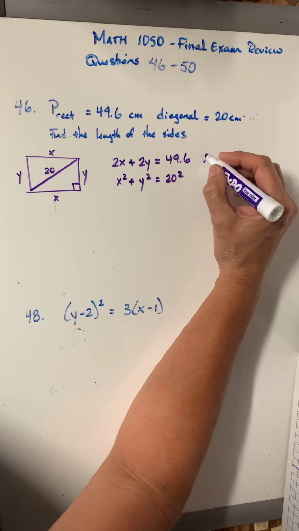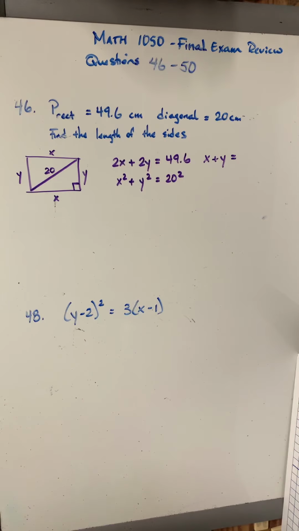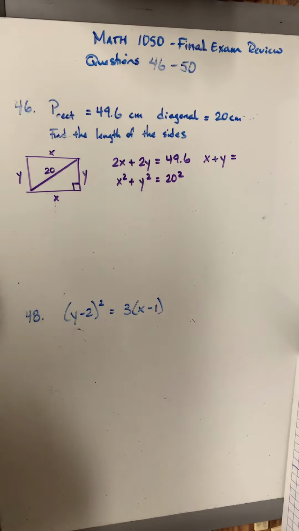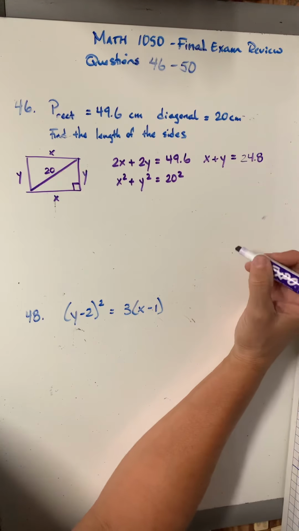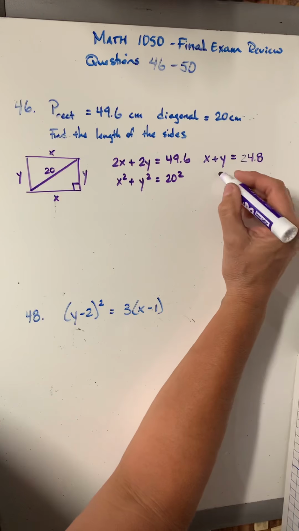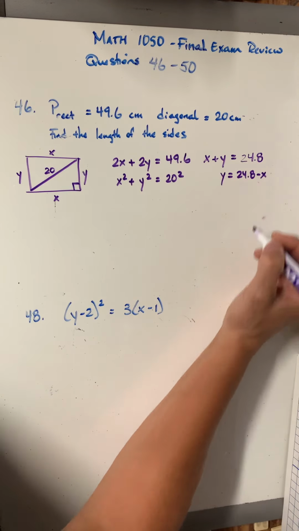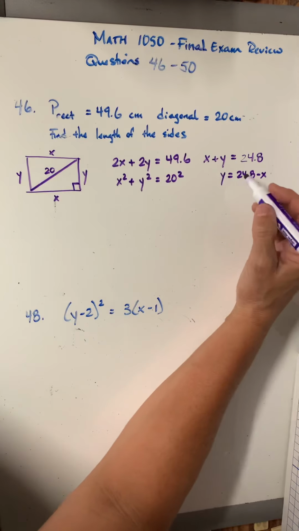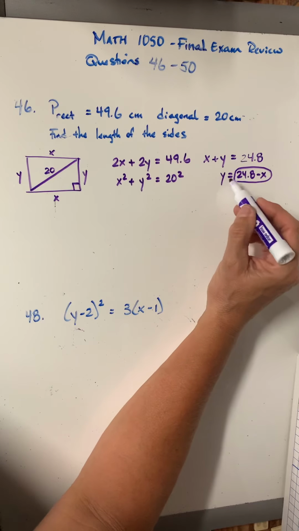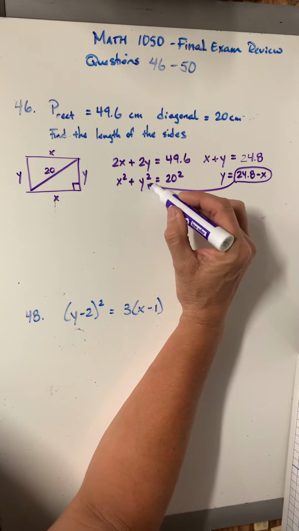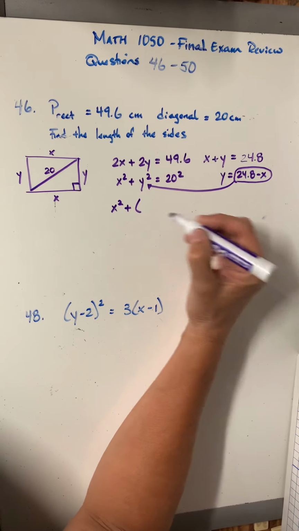So I get x plus y equals 49.6 divided by 2, which is 24.8, and you can do that on your calculator. If I solve this for y, I subtract x, so I get y equals 24.8 minus x. The reason I'm doing that is that now I can substitute this value, which is the equivalent of y, into this equation so that I end up with an equation that only has x's.